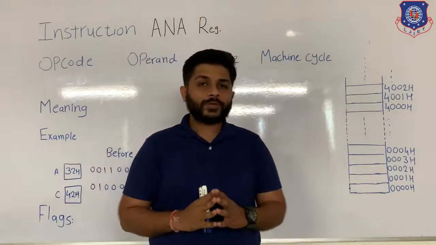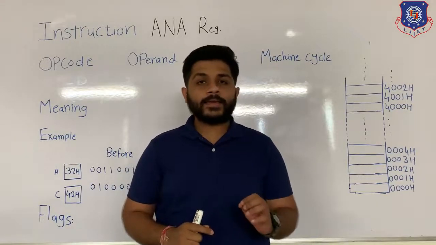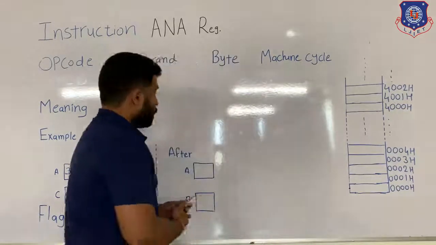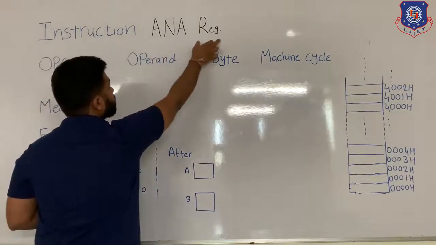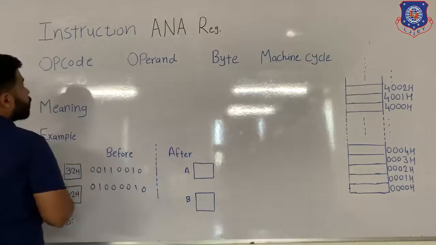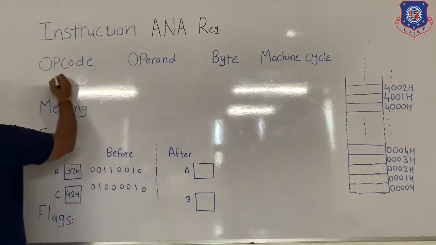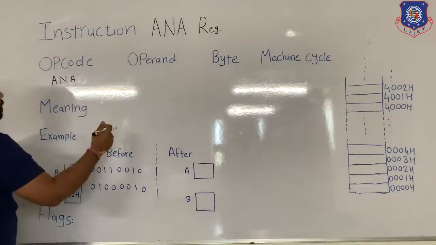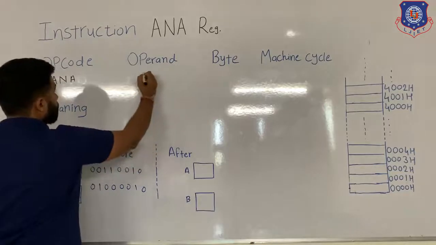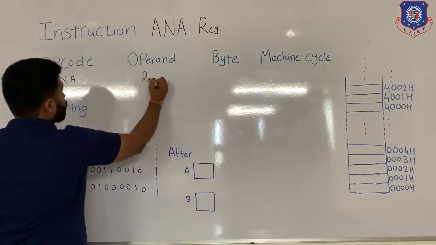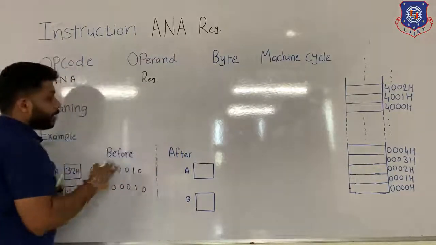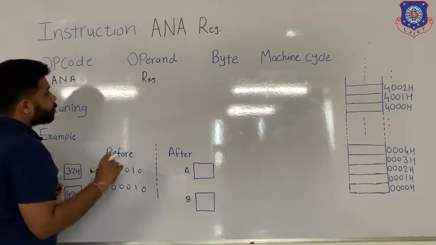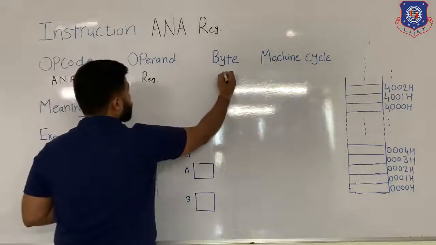Okay, so now we are going to see the instruction ANA register. As you can see in this instruction, the first part is ANA and the second part is register. So what is opcode? The first part is known as opcode, that is ANA. What is operand? The remaining portion of the instruction is known as operand, and operand is register. In this instruction you can see that no data is present. It means this instruction is of 1 byte.